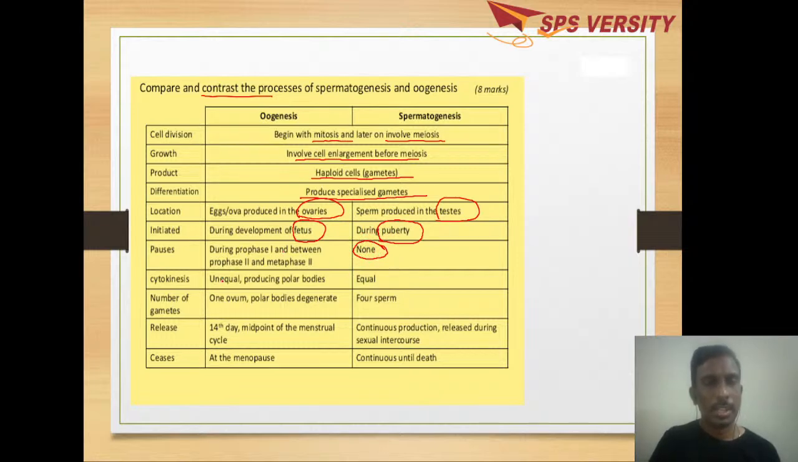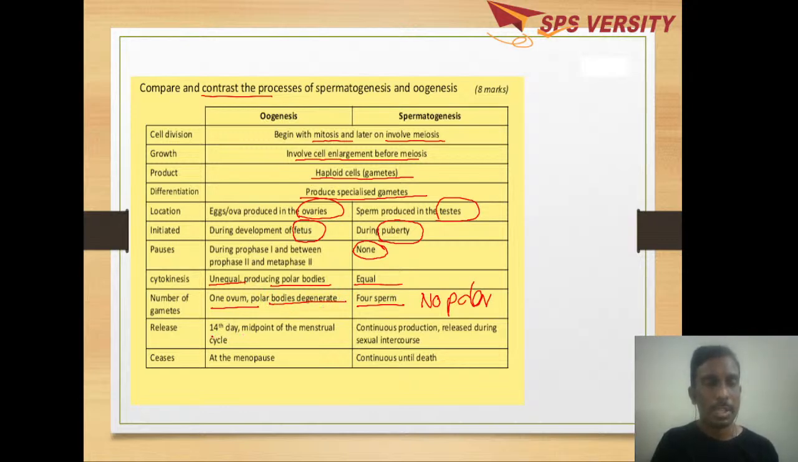In oogenesis, the cytokinesis is unequal for producing polar bodies. But in spermatogenesis it is not like that; the cytokinesis is equal. In oogenesis only one ovum is formed, but in spermatogenesis 4 sperms are formed. No polar bodies are formed in spermatogenesis, whereas in oogenesis polar bodies are formed which will degenerate.